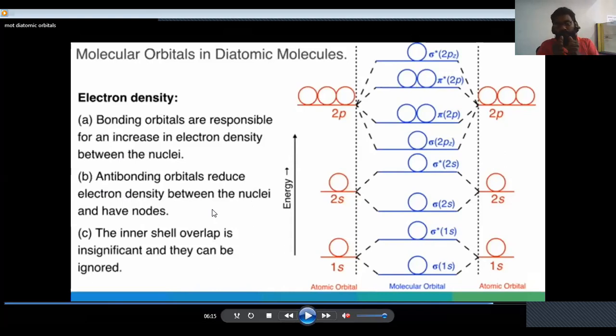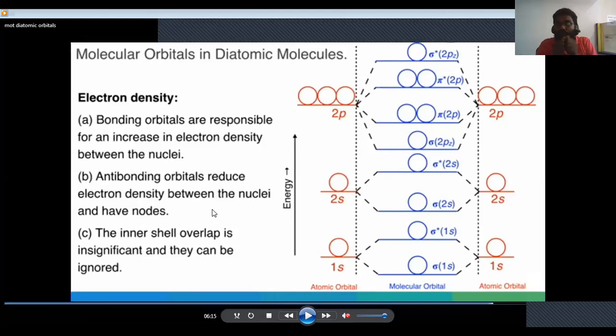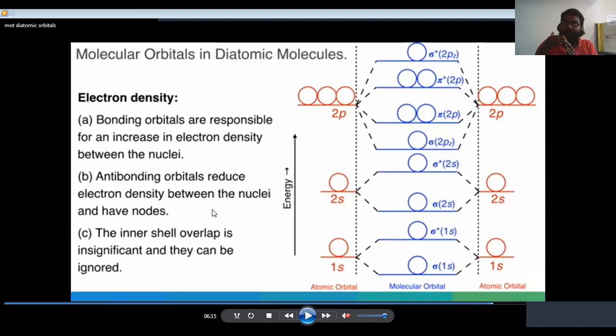Why? Because the nuclei of the atoms repel each other and reduce the electron density. You understand? The electrons move outside, out of the atom. That's why it is more repulsive. It reaches a higher energy level. That is sigma star, pi star. It reaches higher energy levels.